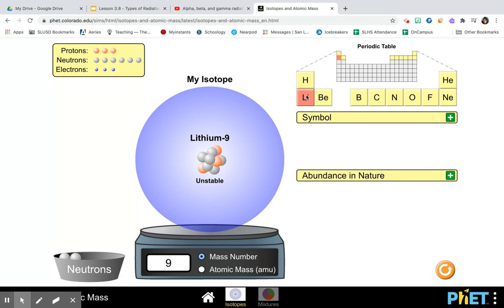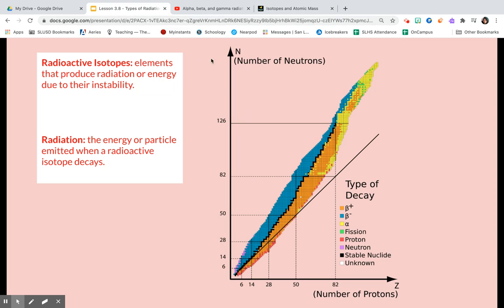Right? So if I look at lithium, when lithium is stable, it has 3 protons and 4 neutrons. But if I add more neutrons, it starts to become unstable. Or if I take away more, right, it also becomes unstable. So the ratio of protons and neutrons helps us define whether an isotope is stable or unstable, right? And that's summarized in this graph.